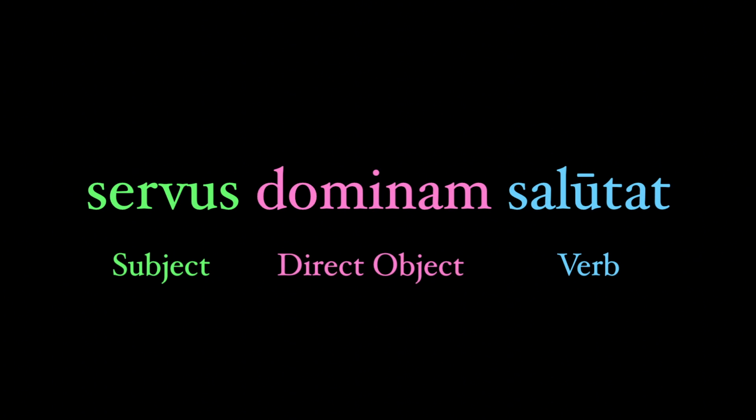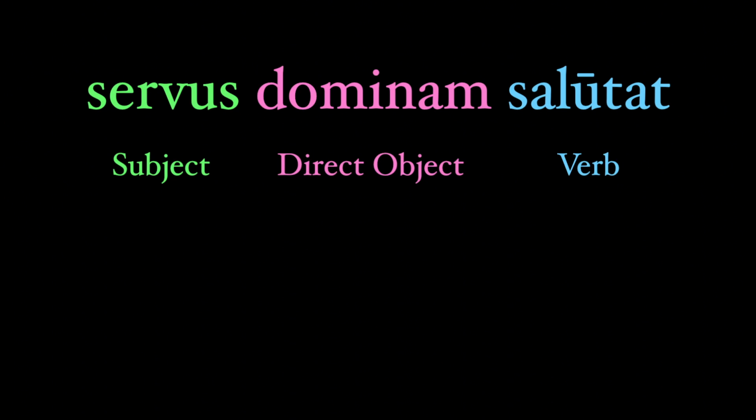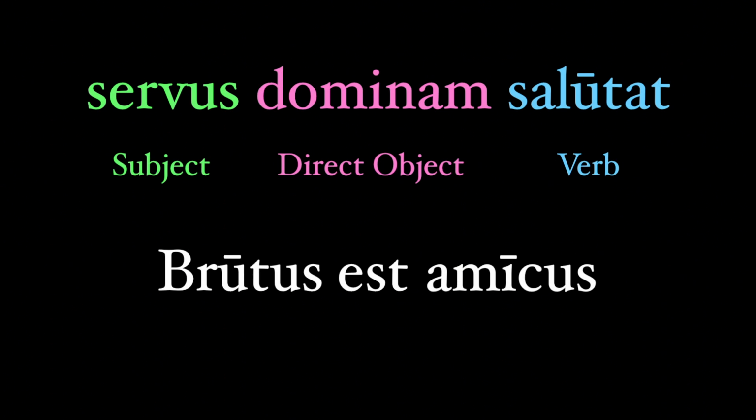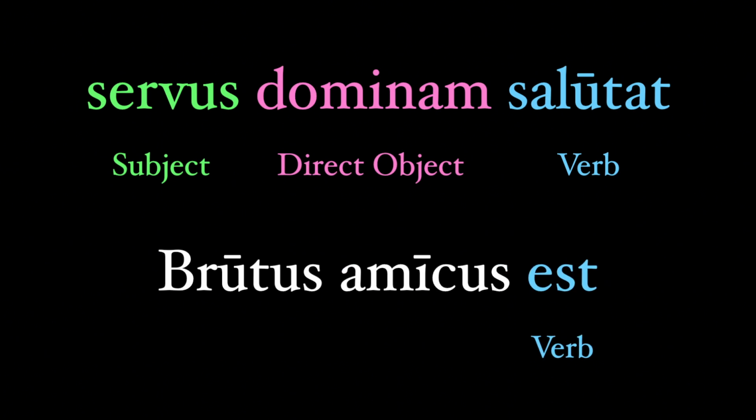There are exceptions to this standard order, so a sentence like Brutus est amicus is typical, where the linking verb est comes between the 2 nouns, joining them together. But you could also see this sentence with a different order. Brutus amicus est. And it says the same thing.